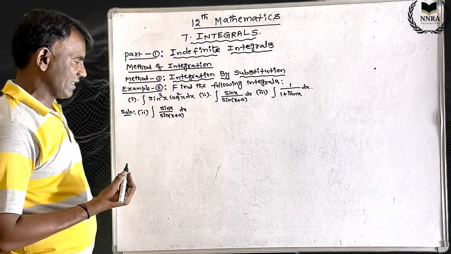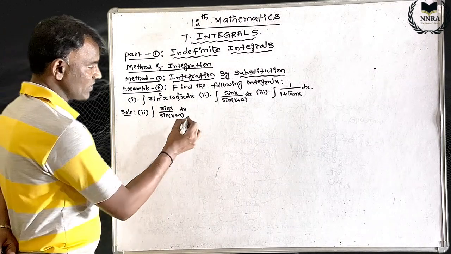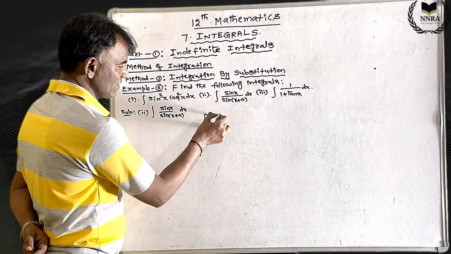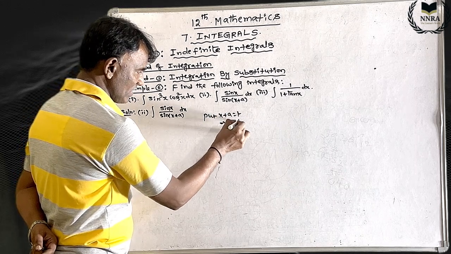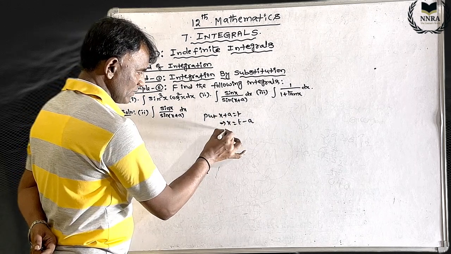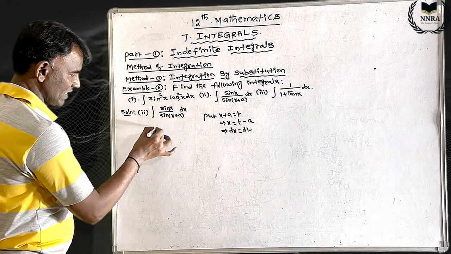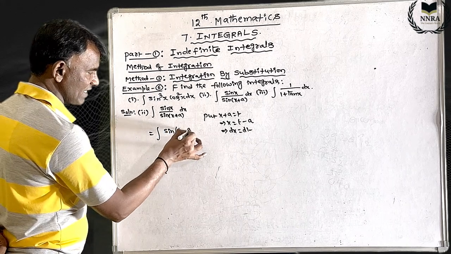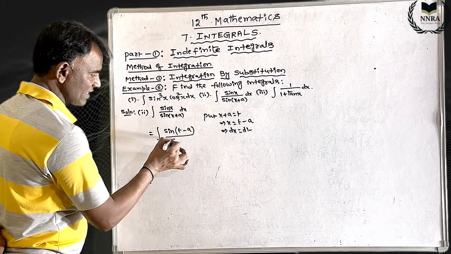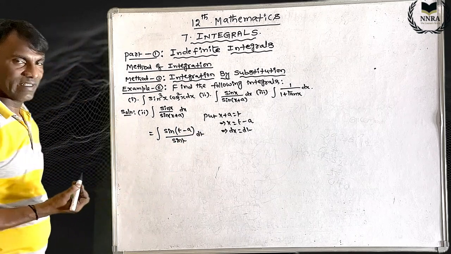Now do one thing. The denominator bracket value is x plus a. Substitute x plus a equal to t. If x plus a equal to t, then x equal to t minus a, so dx equal to dt. So the integral of sin of x, meaning t minus a, and what is the denominator? Sin t, right? And the dx means dt.